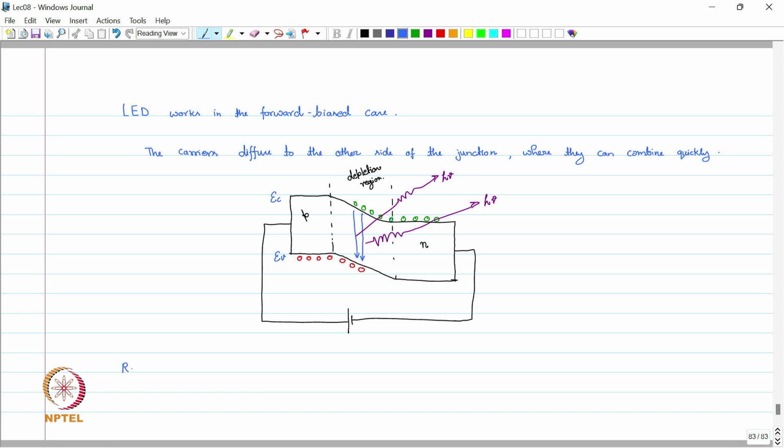The recombination of electrons and holes also takes place non-radiatively, which reduces the output of the device.